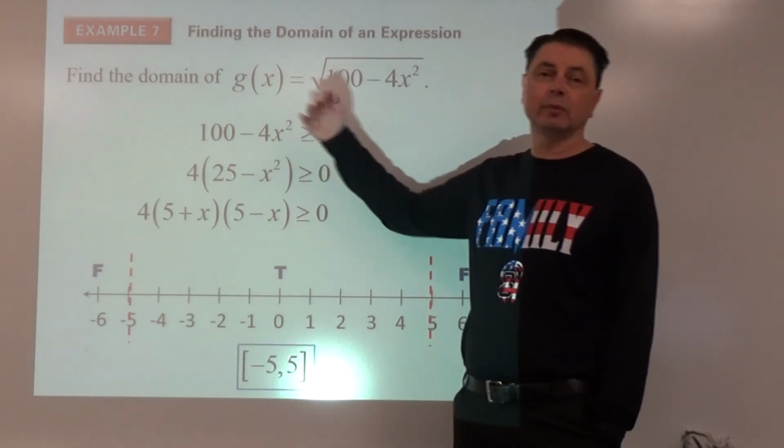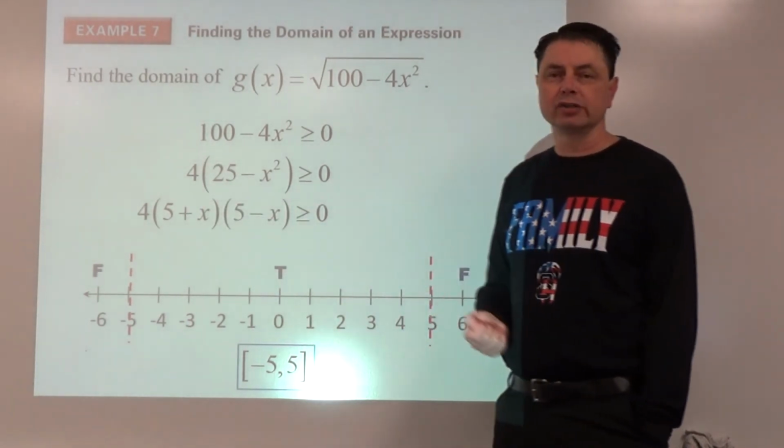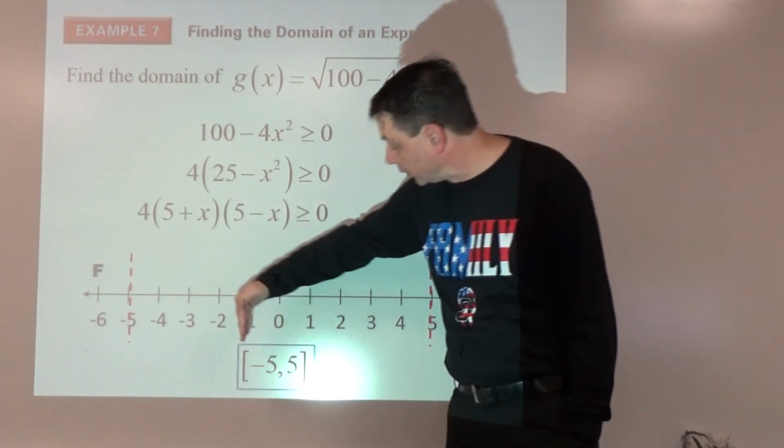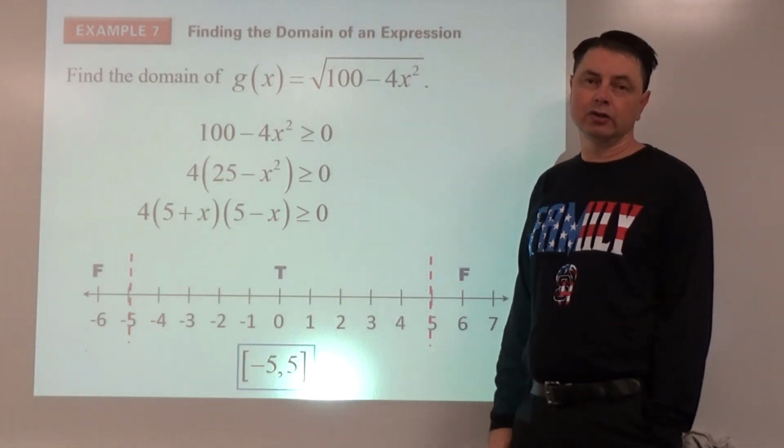And I just said find the domain. We didn't totally need the graph. We did use the graph to test our intervals to come up with bracket negative 5, comma 5, bracket as our domain.